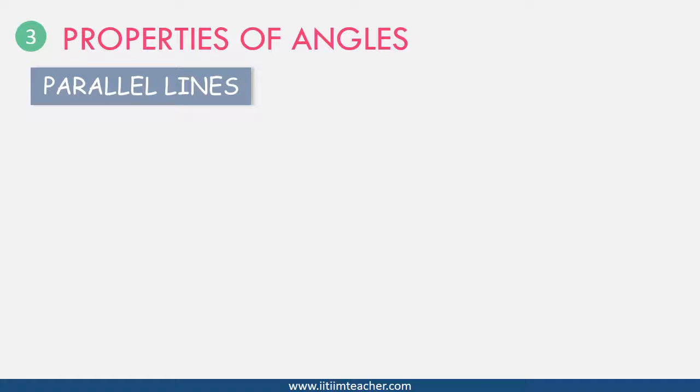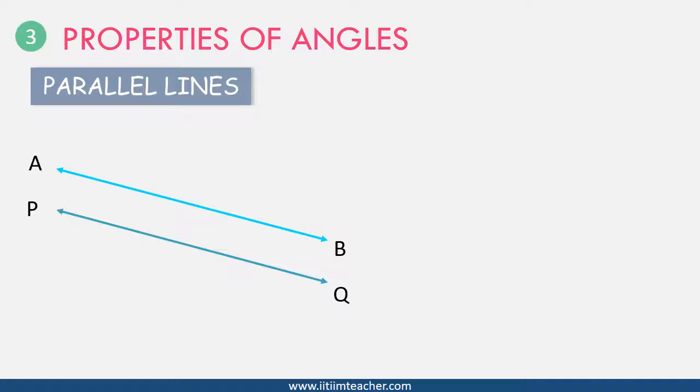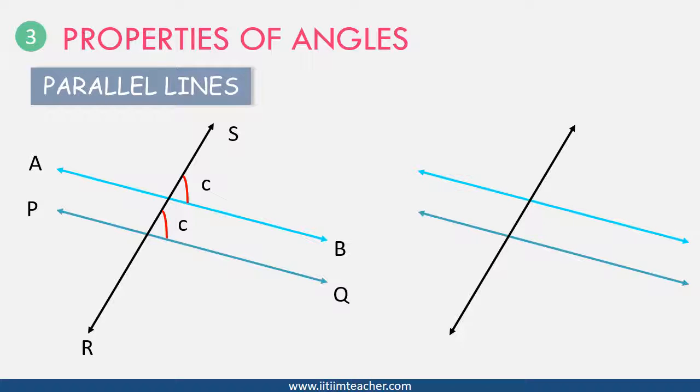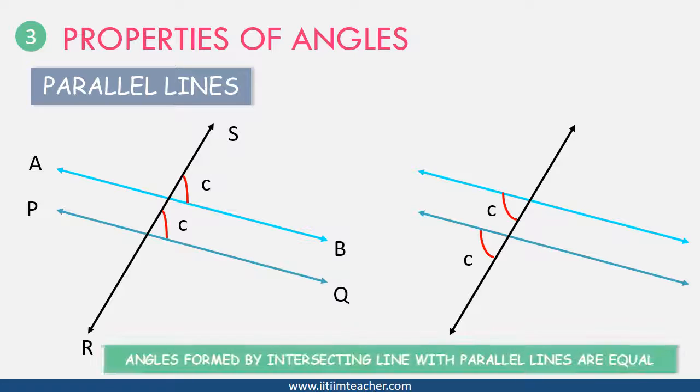Let us consider parallel lines, AB and PQ, and an intersecting line RS. The angles formed by this intersecting line with the parallel lines are equal. For example, angle C shown in the figure. Similarly, these two. Similarly, any other pair of angles that are symmetrical are equal. So the angles formed by an intersecting line with parallel lines are equal.